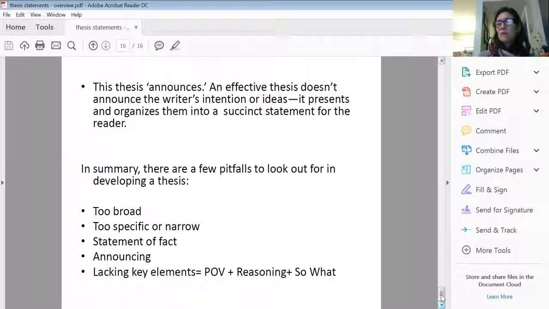So in summary, there are a few pitfalls to look out for in developing a thesis. It can be too broad, too specific. It can be a simple statement of fact, or it can announce, or it might lack one of the key elements, the point of view, the reasoning, and the so what. This completes my lecture on thesis statements.